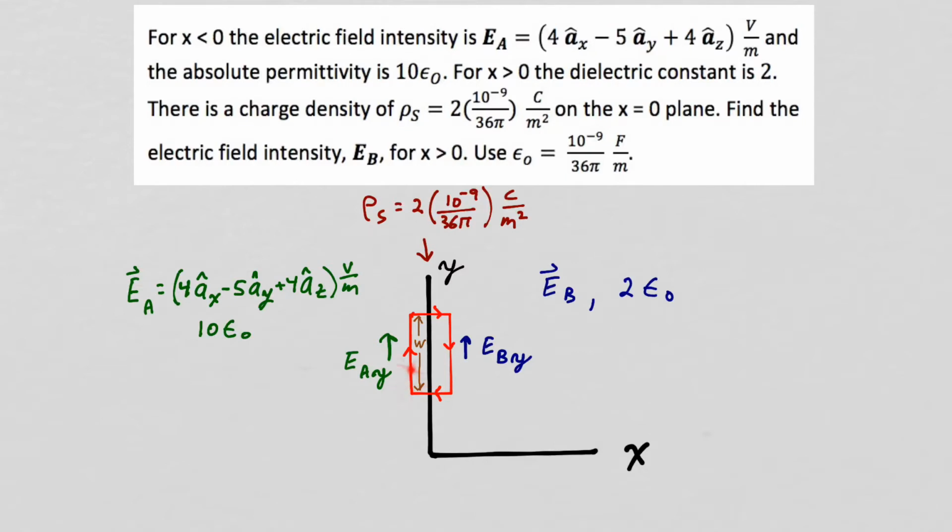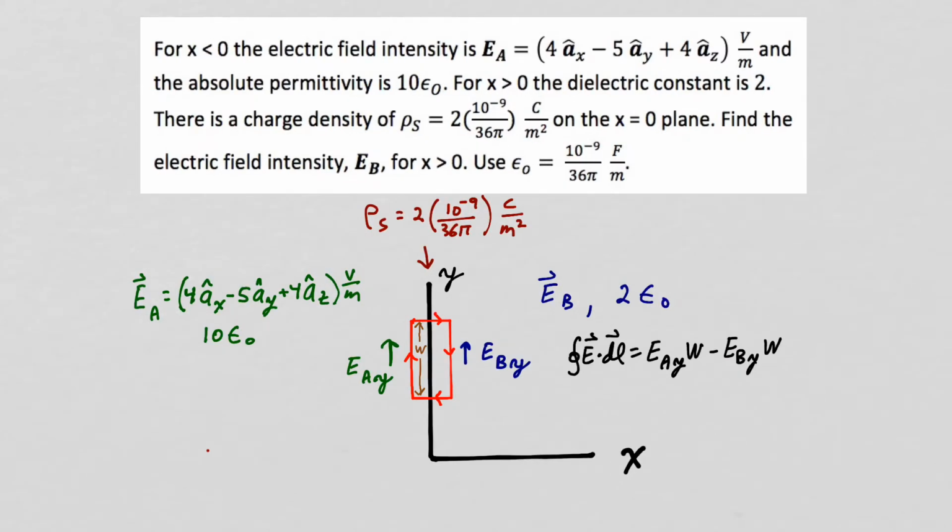The electric field intensity along this side is the y component of the electric field intensity in material A, and along this side is the y component of the electric field intensity in material B. This distance we will call W. The integral of E dot dl along this side is E sub ay times W, and along this side will be minus E sub by times W.